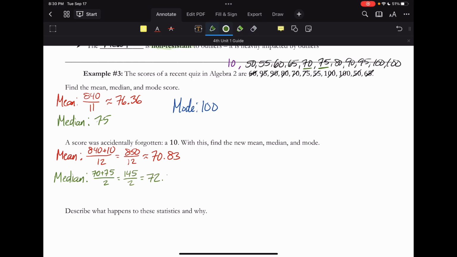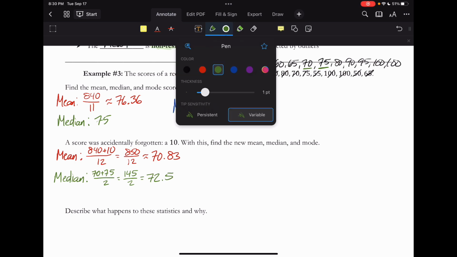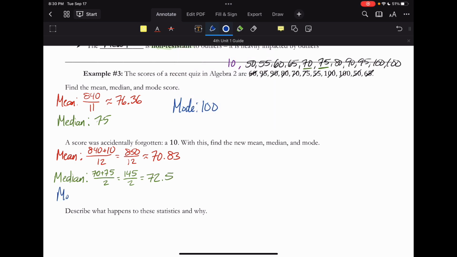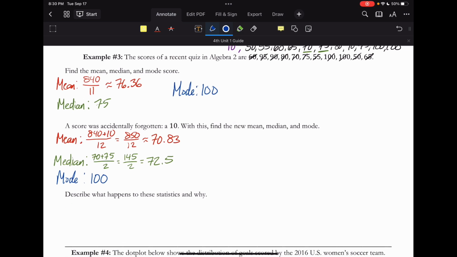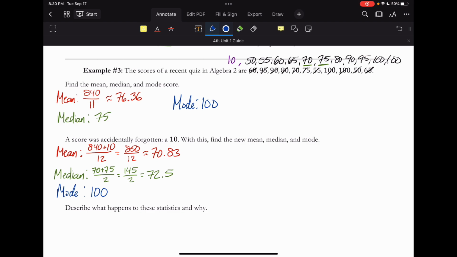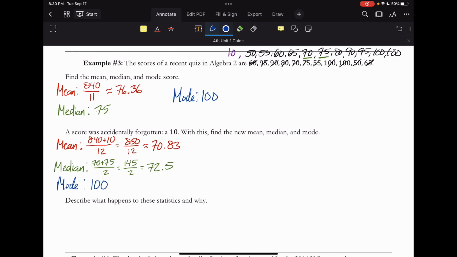Which gets me a median of 72.5. But my mode still has not changed. My mode is still at 100. So now, describing what happens to these statistics. So I added this outlier. If we take a look, the mean dropped by about 5.5 points, but the median only dropped by about 2.5, and the mode didn't change at all.